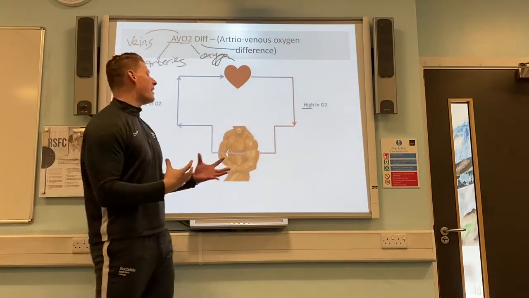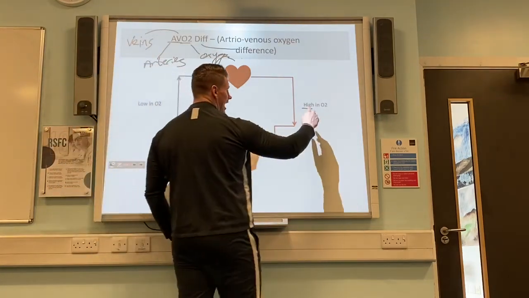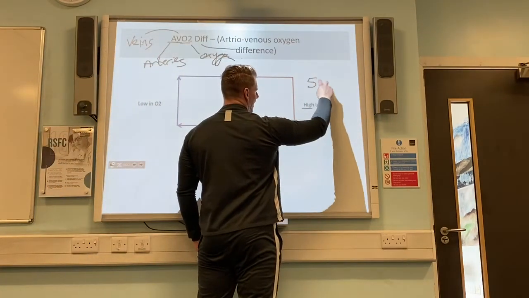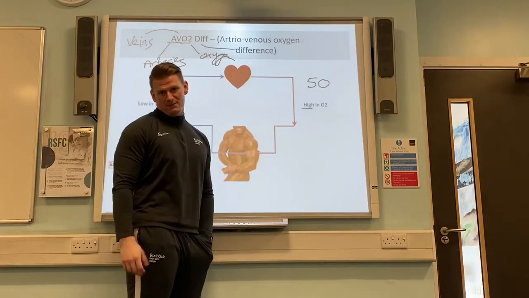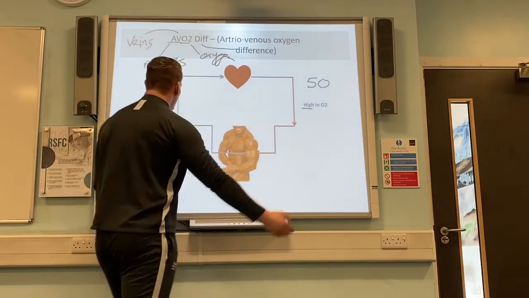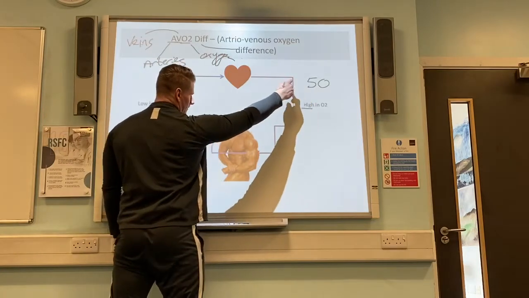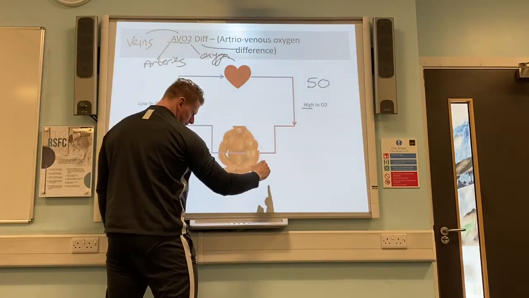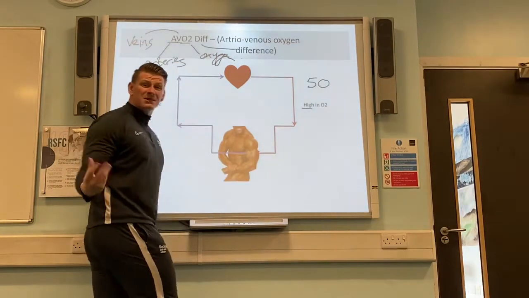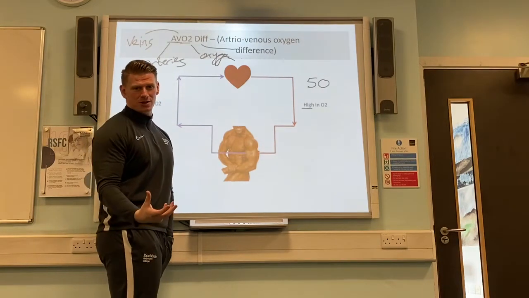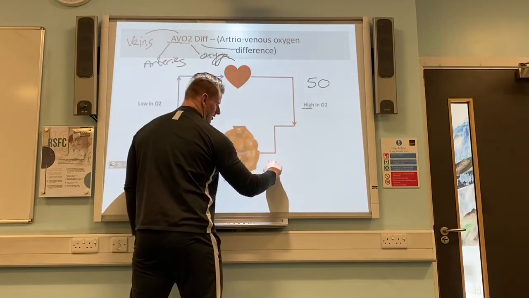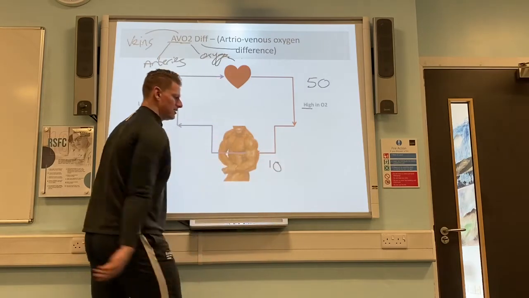Right, I have high O2 blood. If I throw out a random number, let's say here I have 50 oxygen. Now, this oxygen is going to go to the muscles, and then during rest, I'm still going to use some of that oxygen. So let's say it uses 10 of those oxygen.